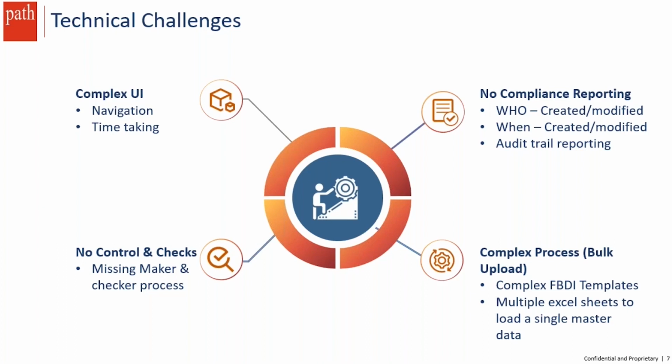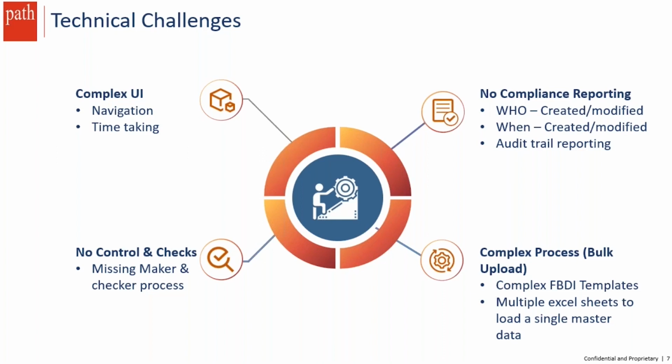The second is compliance reporting: who created or modified, and when. Again, we have only the first and the last. What happened in the middle? We don't have any trace. That is, audit trail reporting is missing. Third, there are no controls and checks, as Upendra also mentioned, with a missing maker-checker process. You just create and save, and it's ready for use.